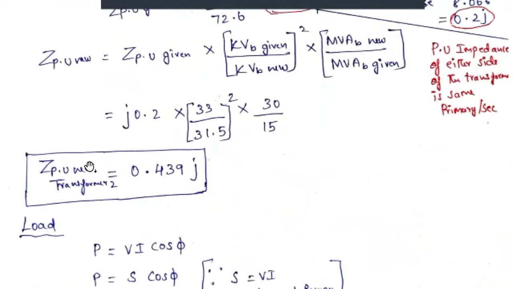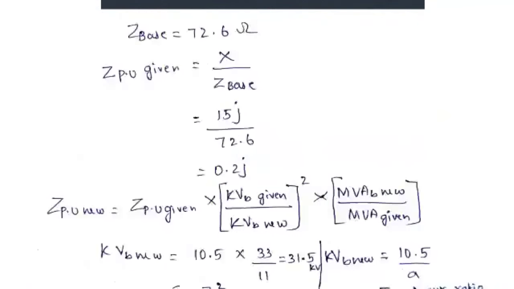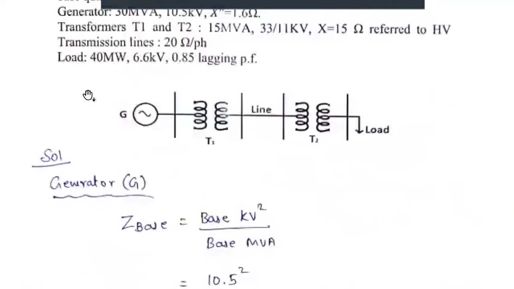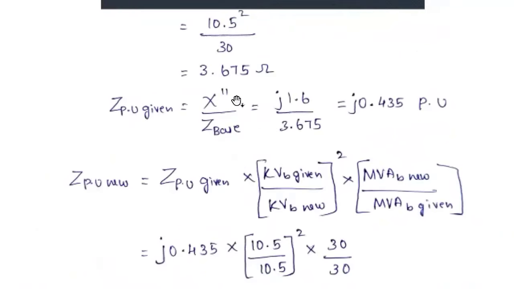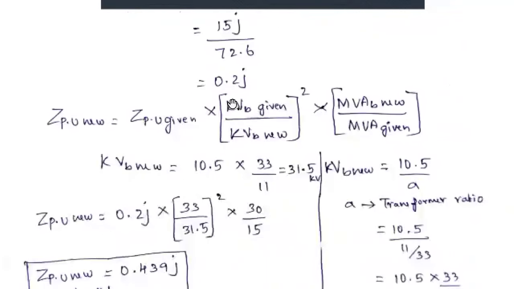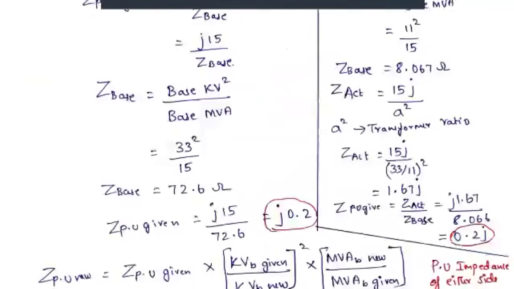Next comes the load. In the load, what is the rating given? Load ratings are given as 40 megawatt and 6.6 kilovolt, 0.85 lagging power factor. That is clearly given. So for the load, the ratings are given, and with the load ratings we need to calculate the Z per unit new value. So for the load, what is given?